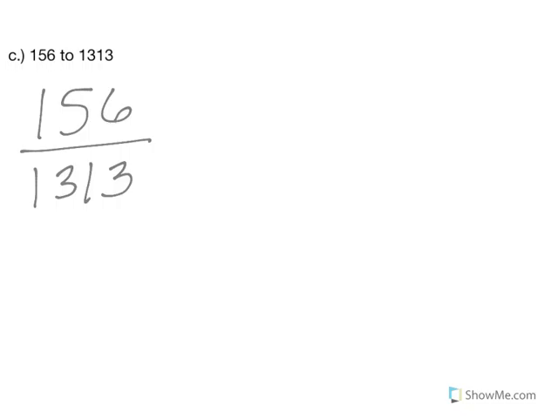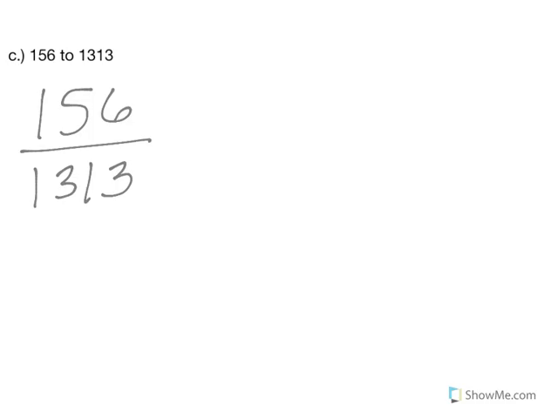In our last one, we have 156 over 1,313. This one's a little bit more difficult. When you look at 156, it's even. Well, the bottom number's not even. That doesn't work. The top number is divisible by 3, but the bottom one isn't. So if this is going to work, it has to be an odd number, because no even number is going to end up with a 3. So you really just need to try some odd numbers.